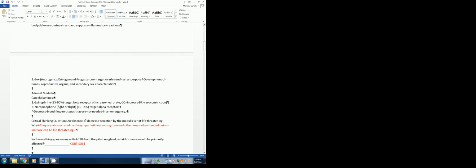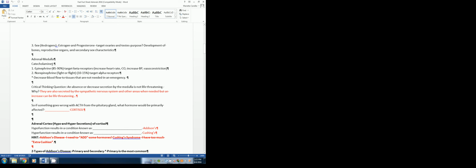Sugar, the glucocorticoids, mainly cortisol. The target is every body tissue, and the purpose is to promote metabolism, your defenses against stress, and suppress inflammatory reactions. Your sex hormones, your androgens, which would be your estrogen and progesterone, target the ovaries and the testes, and the purpose is the development of bones, reproductive organs, and secondary sex characteristics. So, if you have any questions about primary and secondary, give me a holler.